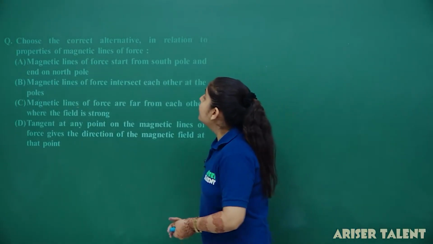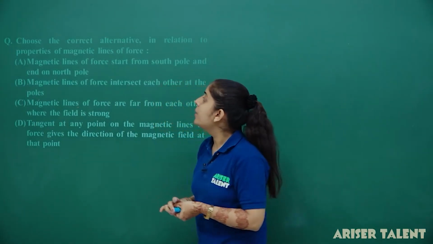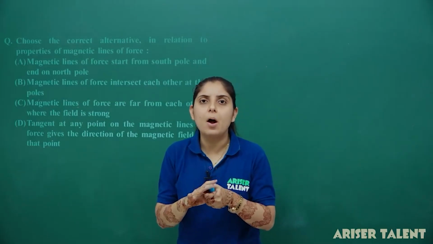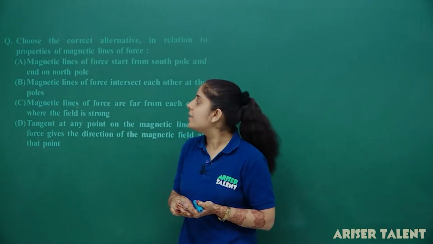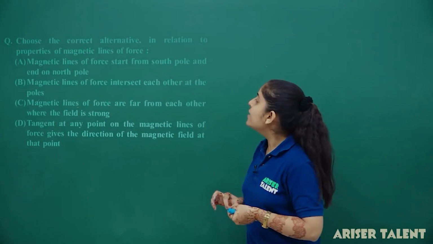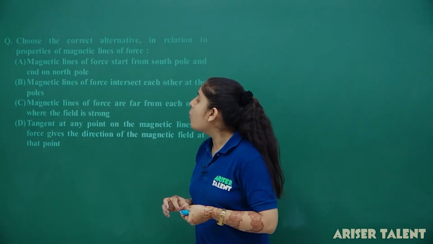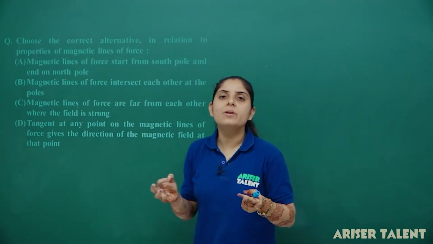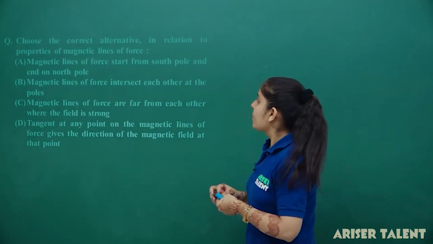Choose the correct alternative in relation to the properties of magnetic lines of force. In our chapter, we have a discussion about what the properties of magnetic lines of force are. So let's start with the first option. Magnetic lines of force start from south pole and end at north pole. This statement is absolutely wrong, because it will not be true in all cases.